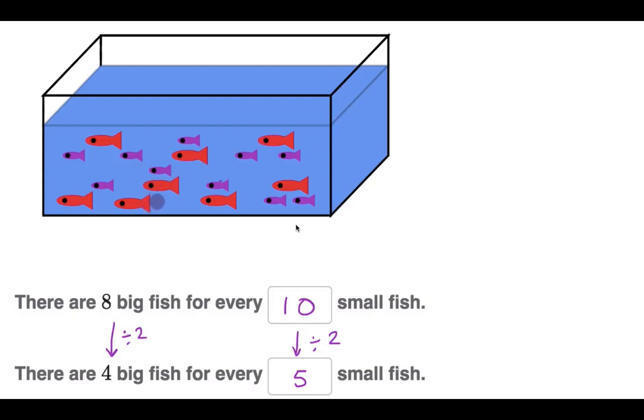And one way to think about it, you could divide the fish evenly into two groups right over here. So if I divide it like that, here I have one, two, three, four big fish and one, two, three, four, five small fish. Then in this group I have one, two, three, four big fish and one, two, three, four, five small fish. So every four big fish, there are five small fish. These are equivalent ratios. Let's keep going.